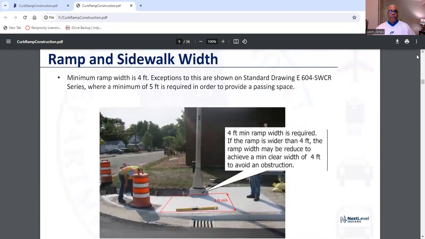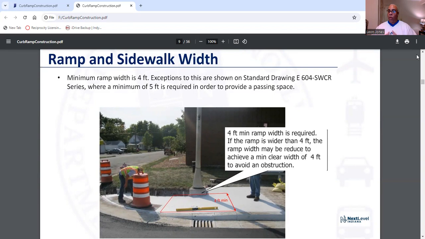There we go. Your ramp and sidewalk width. Now, minimum ramp width is 4 feet. Exceptions to this are shown in the standard drawing. That's E604 SWCR series, where a minimum of 5 feet is required in order to provide a passing space.